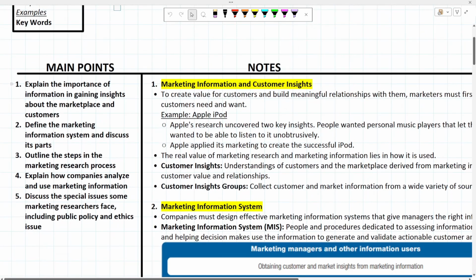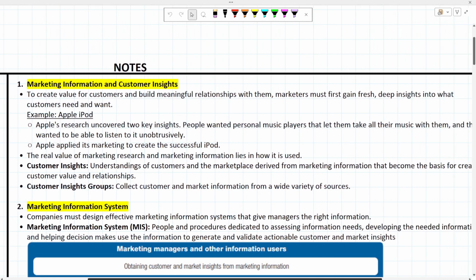So the main points: 1. Explain the importance of information and gaining insights about the marketplace and customers. 2. Define the marketing information system and discuss its parts. 3. Outline the steps in the marketing research process. 4. Explain how companies analyze and use marketing information. 5. Discuss the special issues some marketing researchers face, including public policy and ethics issues.